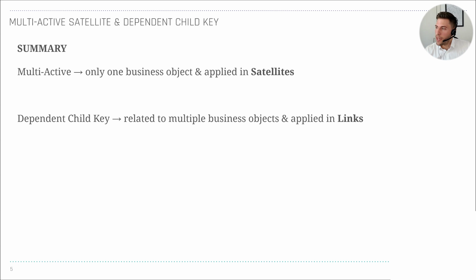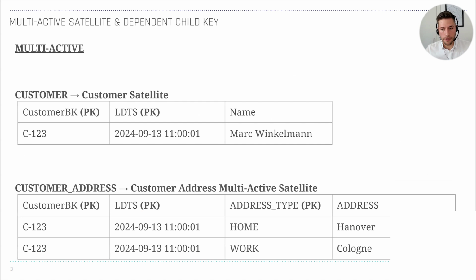So there's a question: dependent child key can also be used in satellite. Usually we don't call it then dependent child key. I mean, when I go back to the multi-active satellite example, this address type, this is what we usually call the multi-active attribute, right? So this is an additional primary key. We usually don't call it the dependent child key here, just from a naming perspective. We call it the multi-active attribute here. But yeah, the reason is the same.